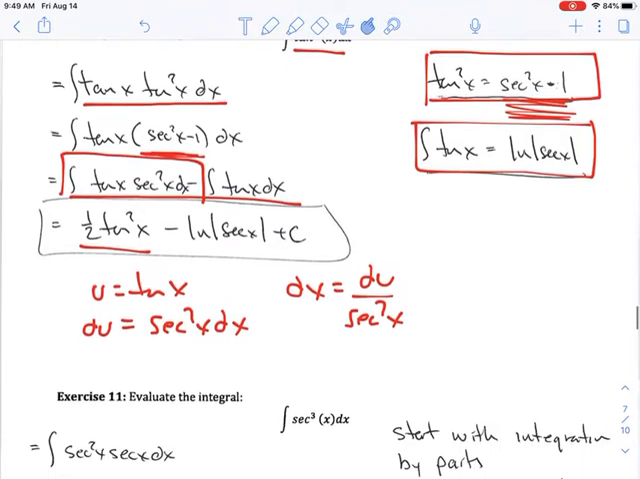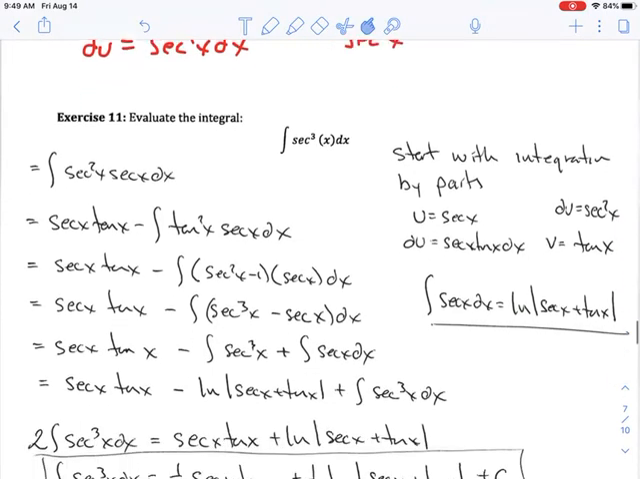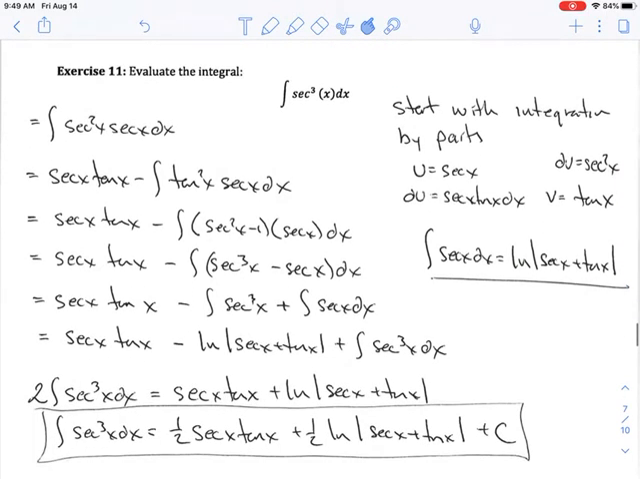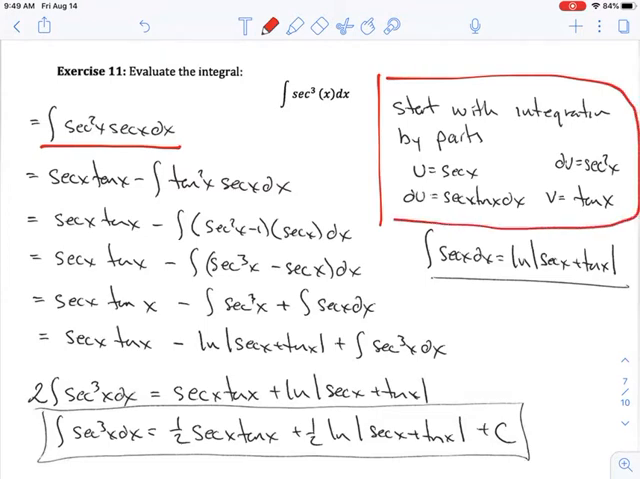Next one up, we have secant to an odd power. So in the first problem, I said we're looking for secant to an even power. What do we do if we have secant cubed? Well, the strategy for this is a little bit more complicated. If we break this into secant squared times secant, then we have to use integration by parts. Believe it or not, that's what we have to do.